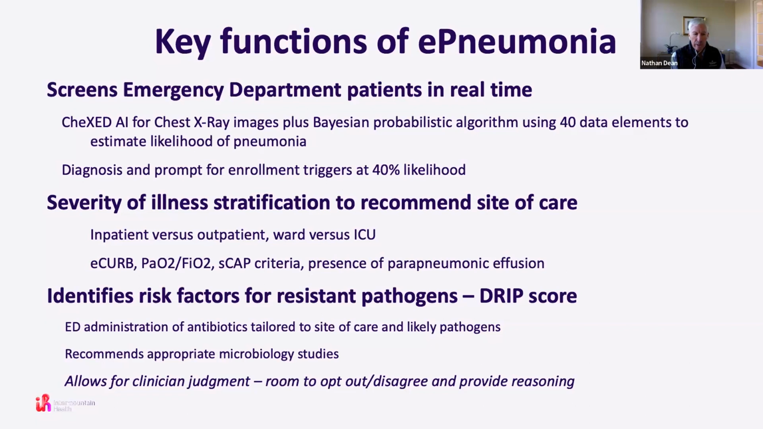It then recommends emergency department administration of antibiotics tailored to the site of care and the likely pathogens. Linked with that, it recommends appropriate microbiology studies. All of these are consistent with the 2019 ATS/IDSA community-acquired pneumonia guidelines. It is open loop throughout, meaning that it allows for clinician judgment, the room to opt out, disagree, and provide their reasoning.